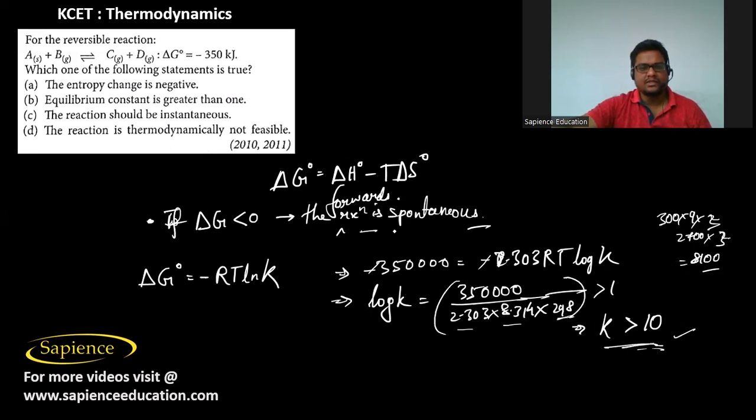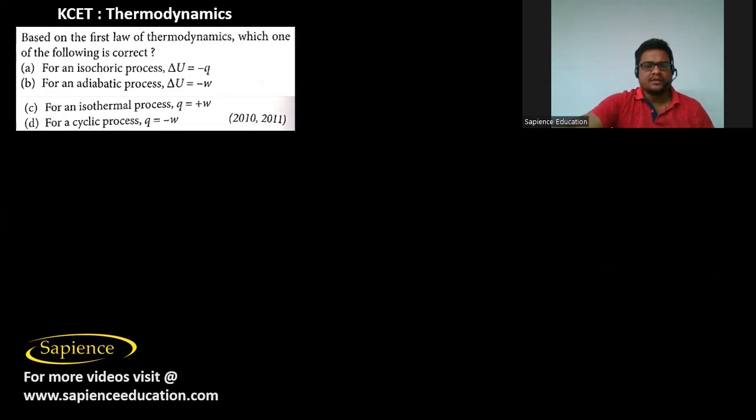So it means the forward reaction is spontaneous and the equilibrium constant is greater than 1. So option B is the correct answer. Then here it is told, based on the first law of thermodynamics, which one of the following is correct? Based on the first law of thermodynamics.